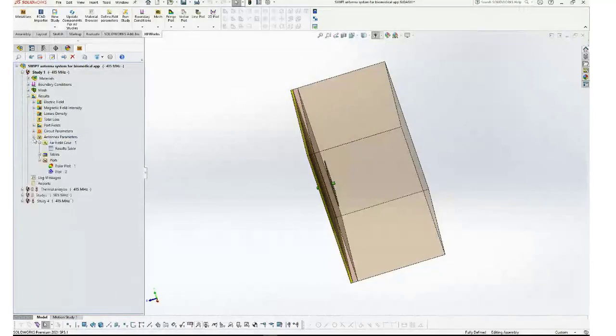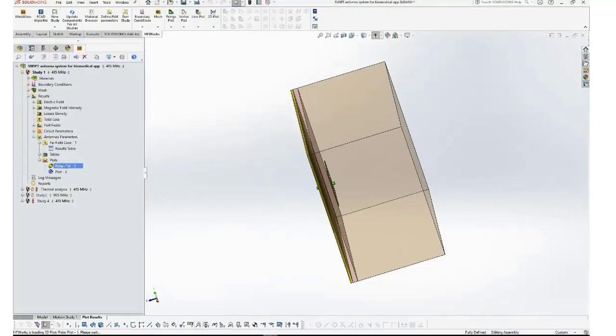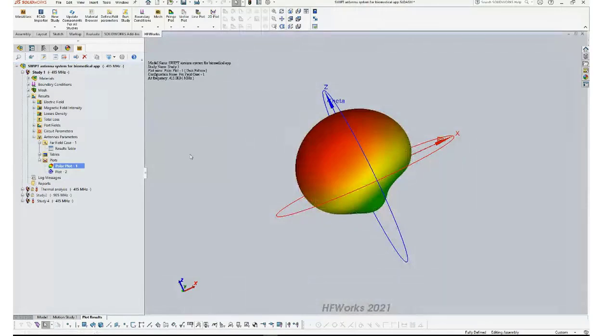You can also look at how the antenna behaves. So if we look at the antennas, we have two antennas. If we look at how much power is injected into the system, we see that antenna 1 has a 15 dB match, antenna 2 has a 22 dB match, and we can look at these antenna parameters in tabular results, or we can look at radiation patterns of the antennas and so on.